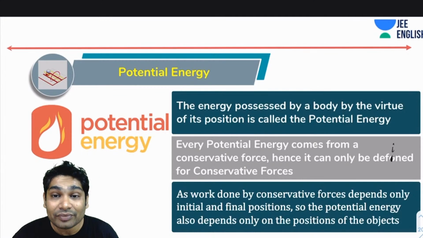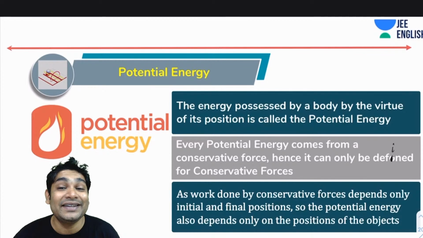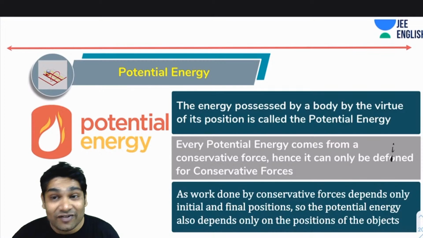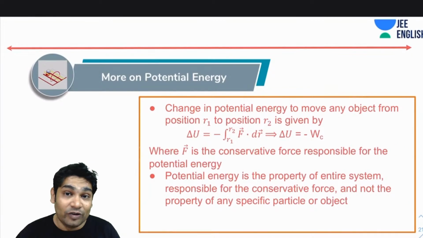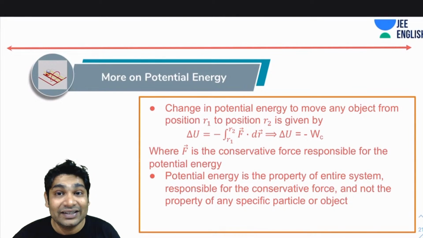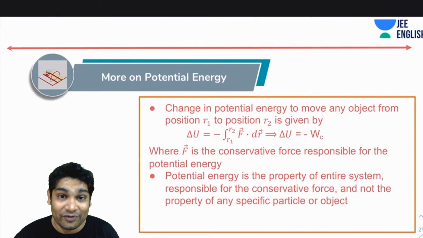Now, as work done by conservative forces depends only on the initial and the final positions, that is why the potential energy also depends only on the position. Alright, now let's see mathematically how we get it. Mathematically, we define the change in potential energy of any object moving from position R1 to R2 as minus times the work done by a conservative force.